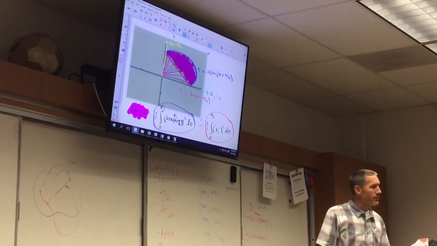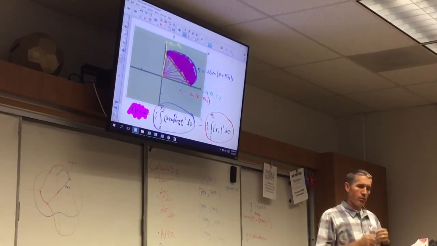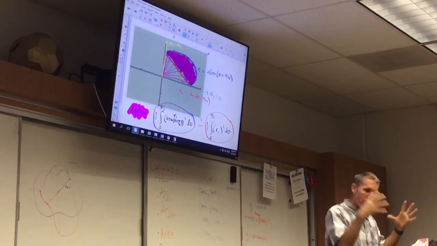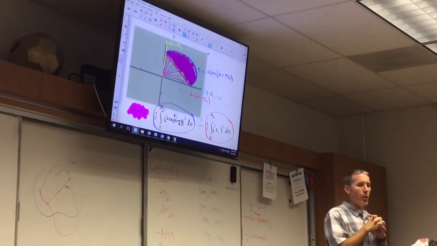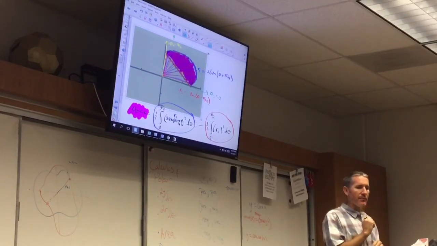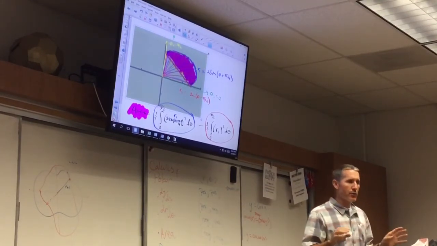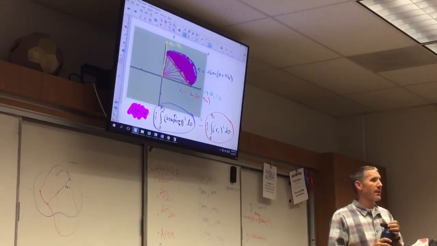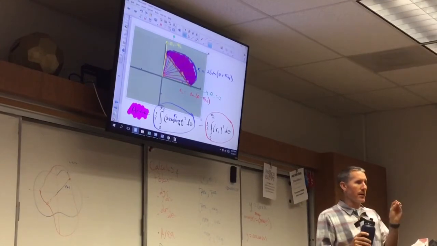Yes? Can you include it in the same interval? Like, can you just do r1 squared minus r2 squared? Great question. When you have the same exact limits of integration, you can combine that, so it's 1/2 times the integral from 0 to pi halves of r1 squared minus r2 squared d theta, for sure. But the limits of integration have to be exactly the same in order for you to combine.